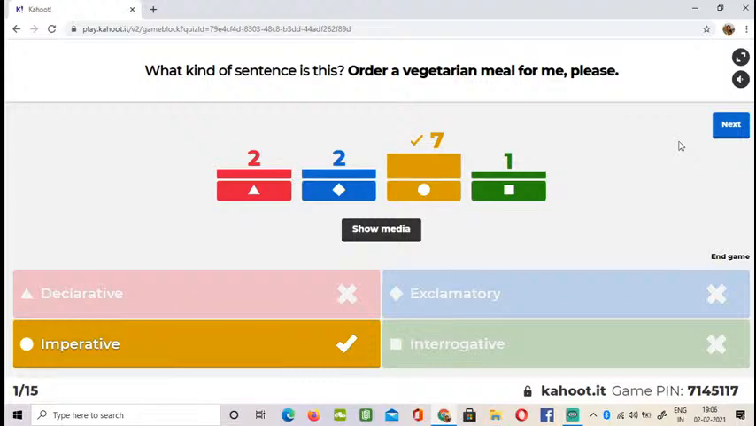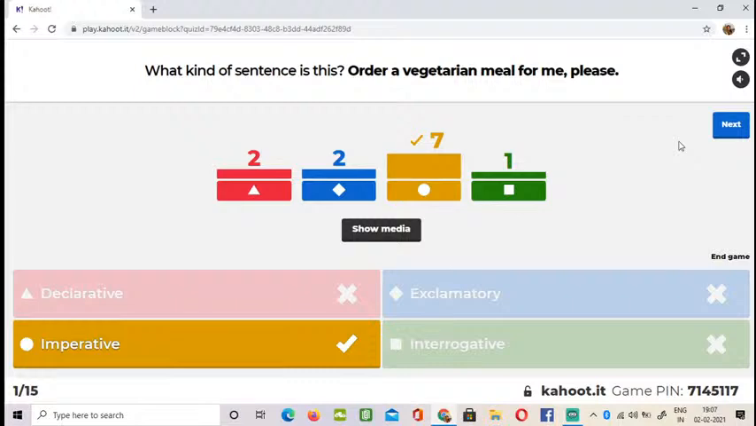A declarative sentence is when you declare something, you give a statement. For example, he or she is sitting. You are saying something about them. That is a declarative sentence. An exclamatory sentence is when we express a very strong feeling. And an interrogative sentence asks a question, like what do you want. Here we are requesting someone to order a vegetarian meal, so it is an imperative sentence.